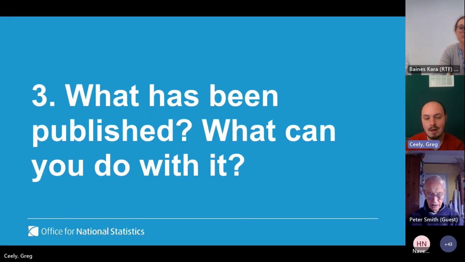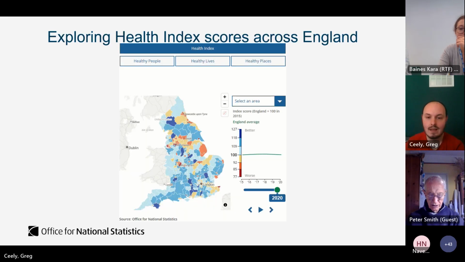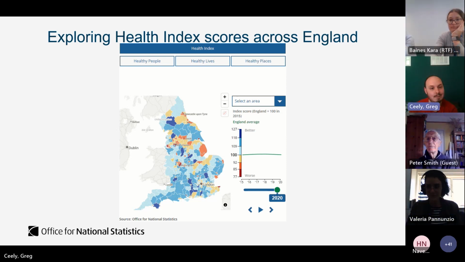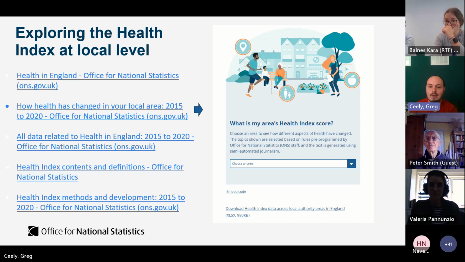We have published the Health Index following this structure, and I want to show you what we have done and what you can do with it. One way that you can explore the Health Index scores across England is to use this tool on our website. This is an interactive map which appears as the last figure in our National Insights Bulletin. What we've looked at there was just Health Index scores at national level, or looking nationally at local trends. But there are more tools we have for understanding Health Index at local level.